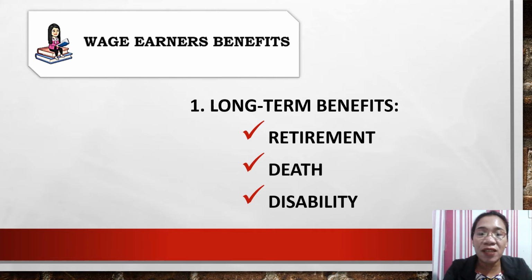With these long-term benefits, the retirement benefit can be received when an employee retires. Then death: when an employee dies, death benefits can be availed. And when the employee becomes disabled, he or she is entitled to a disability benefit.